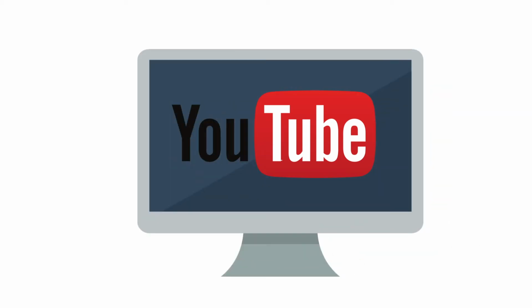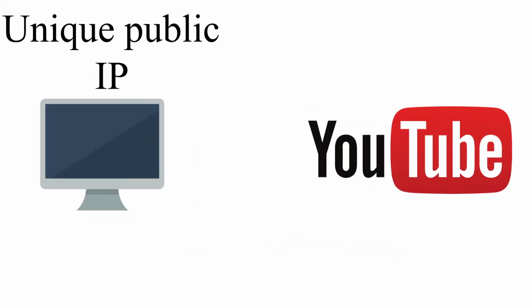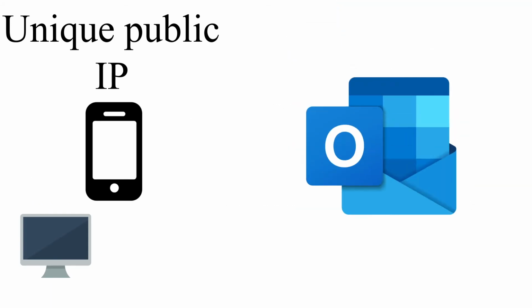A couple examples. You want to connect to YouTube from your computer. YouTube sees your public IP and gives you the video you want. You want to connect to Outlook from your mobile phone. Outlook sees the same public IP. Note, no matter how many devices you have on your home network, they will all share the same public IP. If you go to a website like whatismyipaddress.com, it will tell you what your public IP address is.